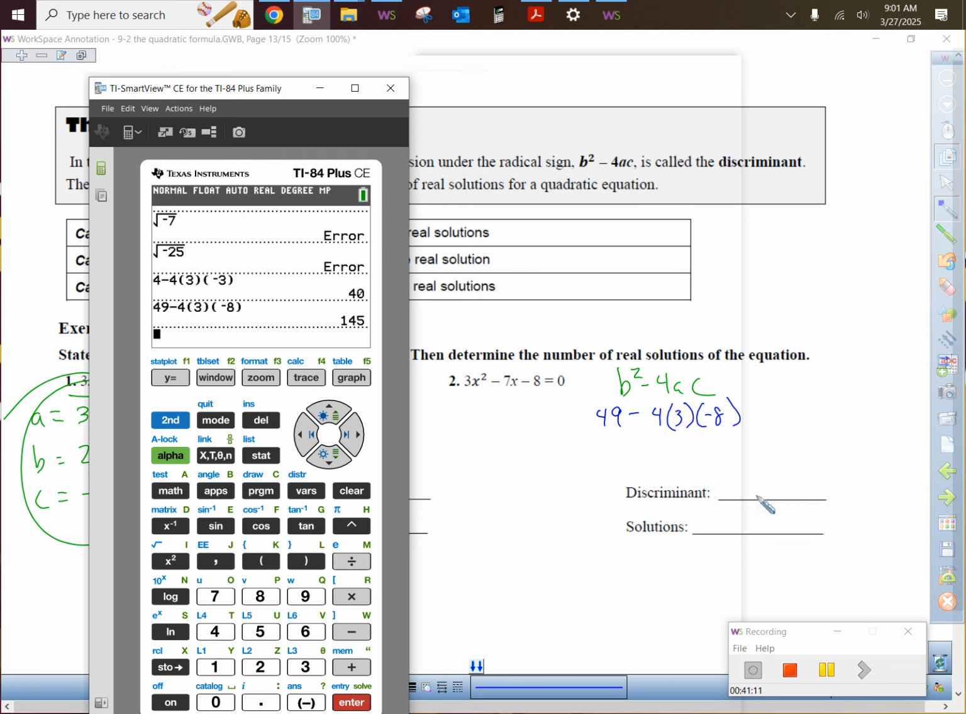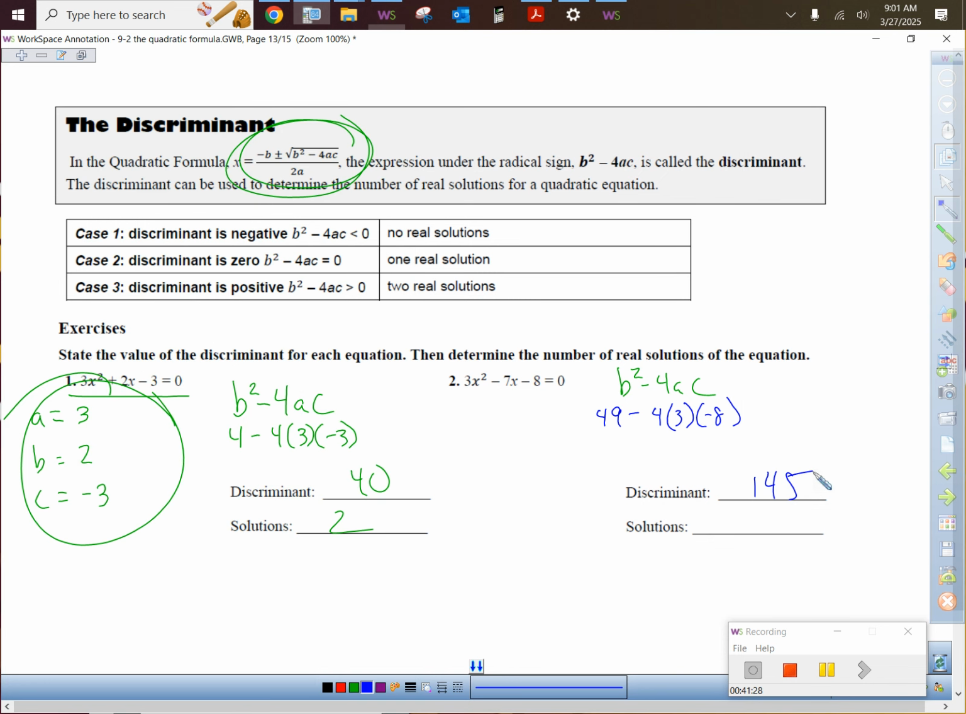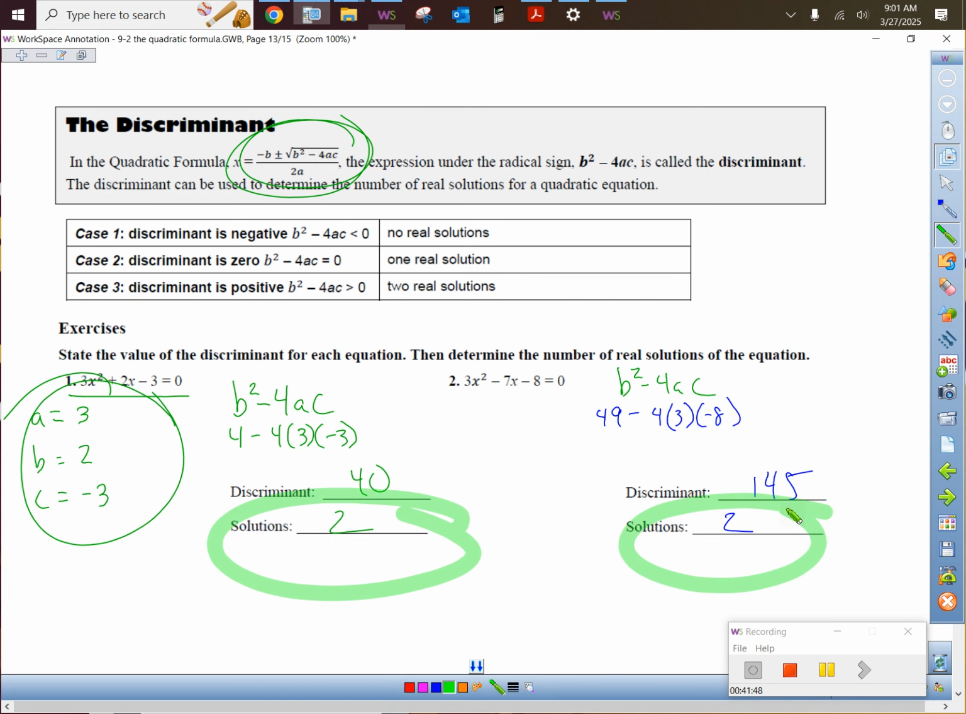And here's what your brain has to do. Is that positive, negative, or 0? Positive. If you punched it in your calculator to square root it, because the discriminant is the thing that gets square rooted, would you get 1 answer, 2 answers, or no answers back? You would get 2 because of the plus or minus thing. These parabolas, if we graph them, would cross the x-axis twice, right? The x-intercepts are the solutions to this guy.